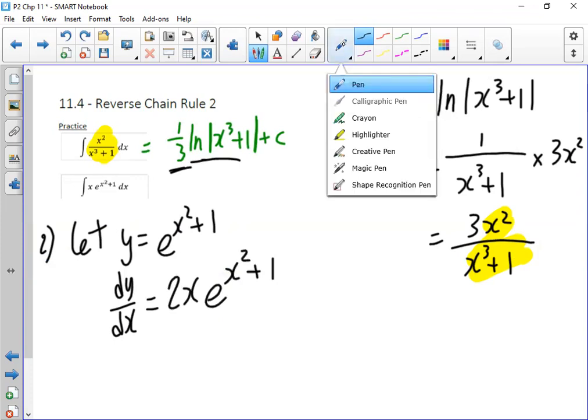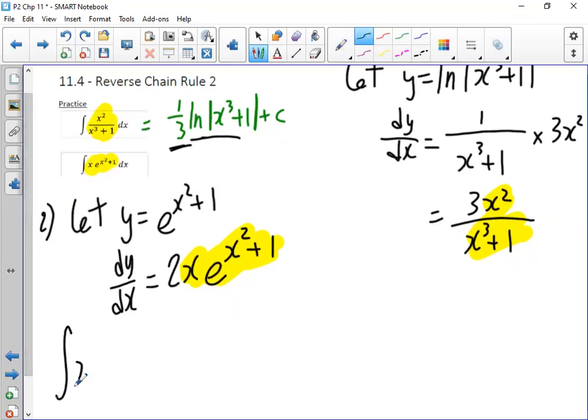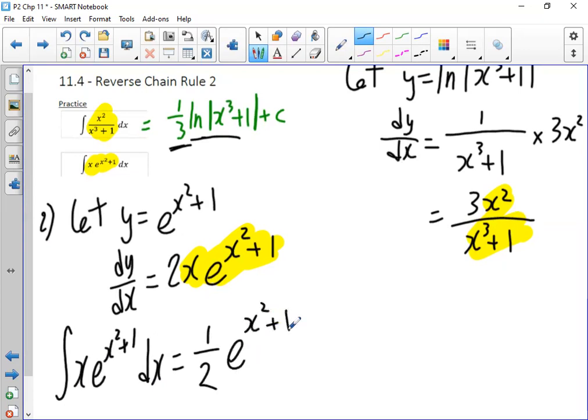So is the reverse chain rule working? It is, because if you compare the algebra term again, it's exactly there. So the final answer, the integral of x e to the power of x squared plus 1 dx, is simply a half of what I guessed. I guessed e to the power of x squared plus 1, and then plus c. And that's the end of the practice.